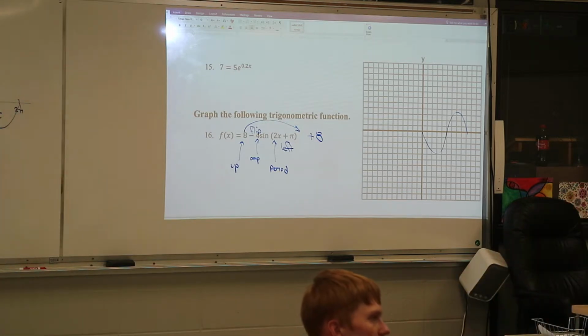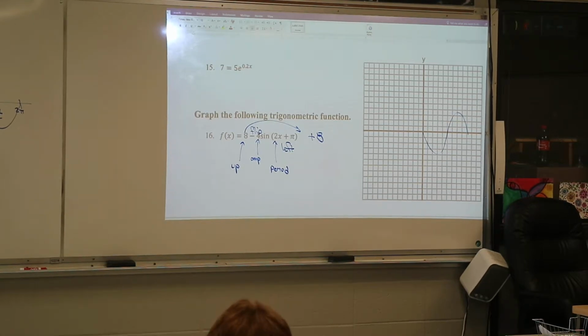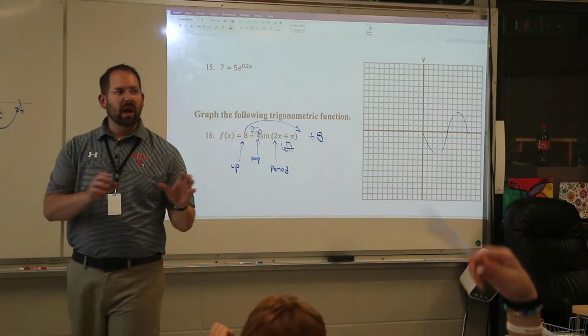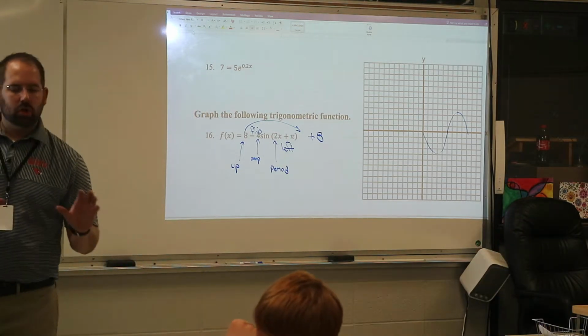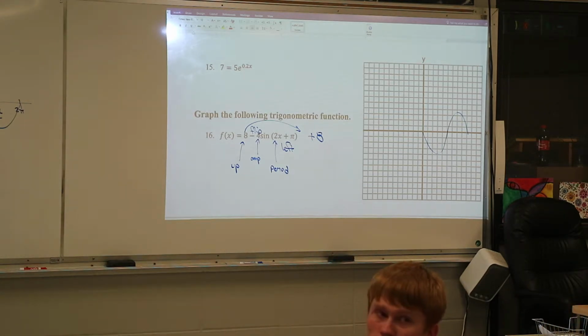Alright, there's your graphs. Now we're gonna mess with this one, and we're gonna try to finish this up here. We're gonna shift it right and left. We're going to then mess with the amplitude, flip it over, and then shift it up.